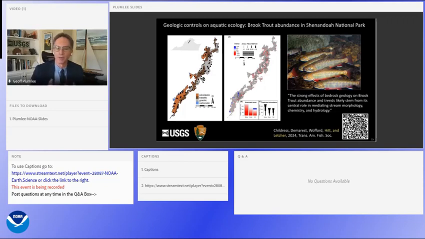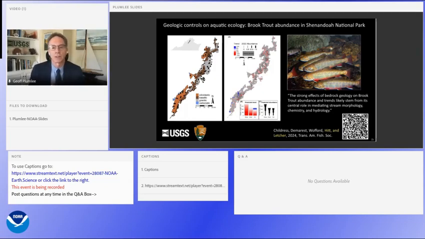This paper just came out, and as a geologist, I'm always very happy to show why geology is the literal bedrock of a lot of hydrology and ecology. This shows for the Shenandoah River Valley, which you can see in the maps on the far left, that the bedrock geology actually plays a very strong control on brook trout abundance. And this is because it affects the chemistry, the pH, and geologic input from groundwater systems.